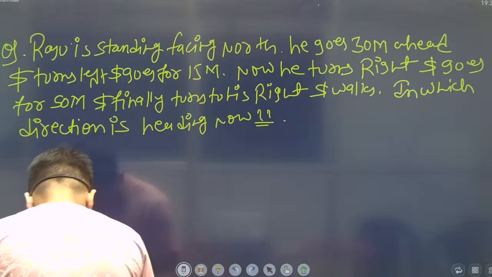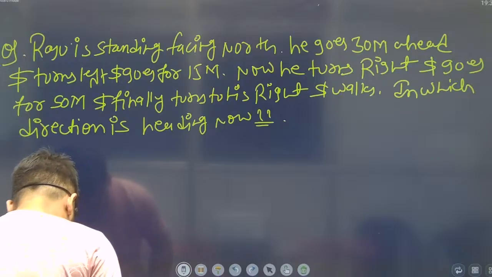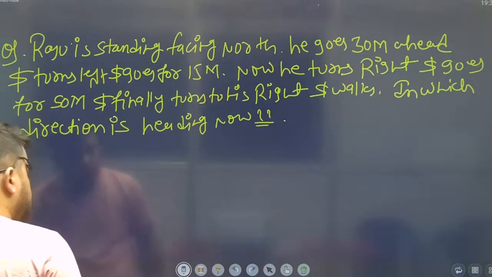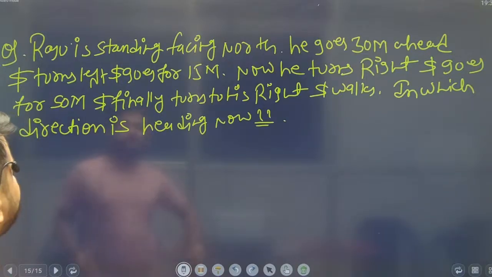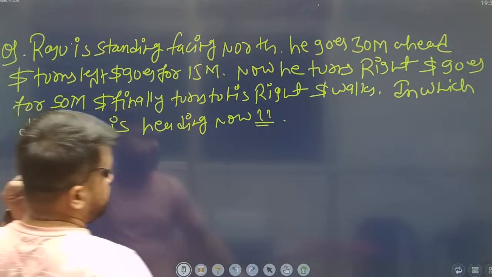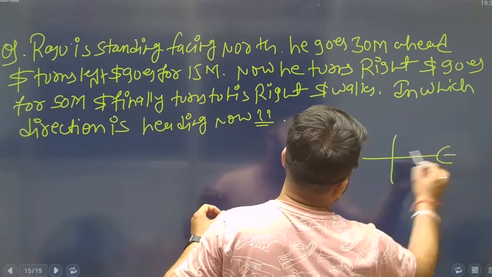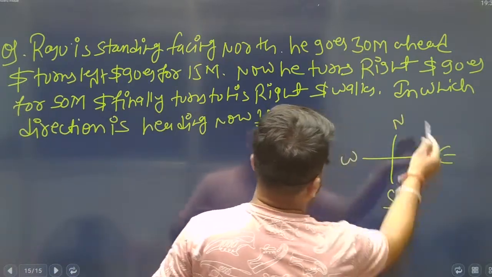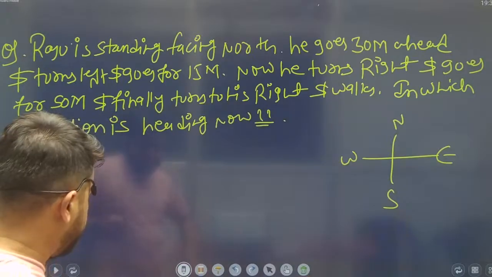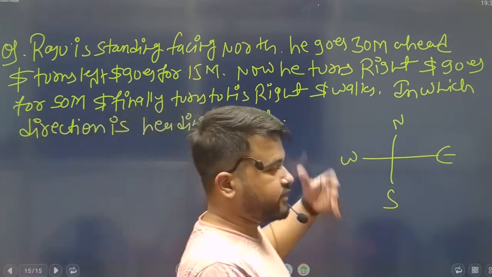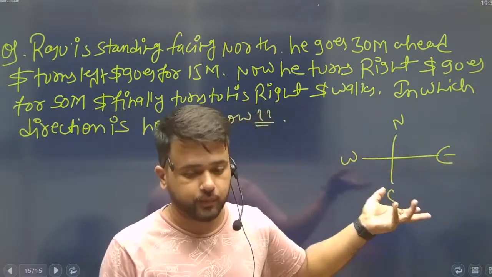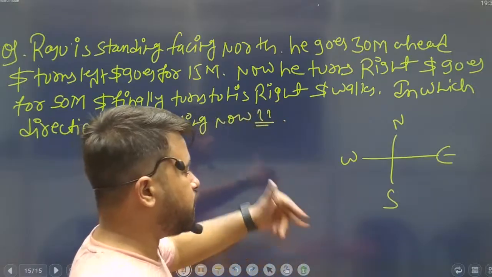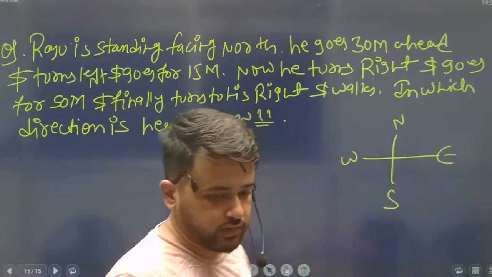Yes, guys. So we are back again. Done. I'm going to explain this question. Just be with me. The question said Raju is standing facing north. Whenever you solve these kind of questions, don't forget to draw this diagram so that you'll never be confused. In which direction you are, where you need to go, everything will be clear in your mind.